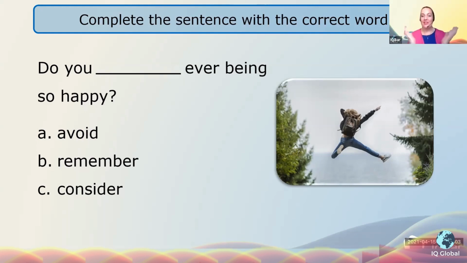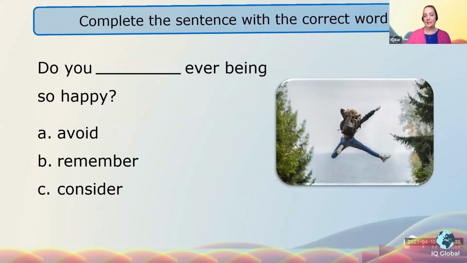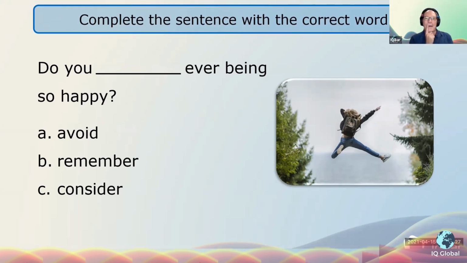Now, this is a really lovely picture. What's the missing word? Do you avoid ever being so happy? Do you remember ever being so happy? Do you consider ever being so happy? Human, which one do you think it is? Well, if we put in the first word, avoid, do you avoid? I don't think anyone avoids being happy. So it can't be that one. No.